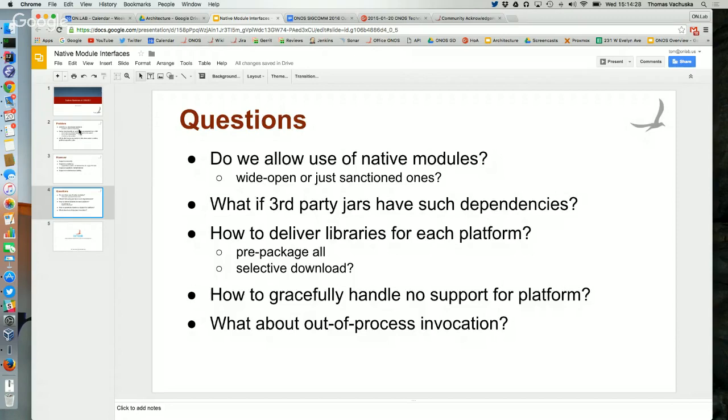Narrowing the discussion temporarily, let's say we consider a fairly narrow case where we are using a third-party library that currently has a dependency on such libraries, and it's for a built-in application. Okay, so what do we do?